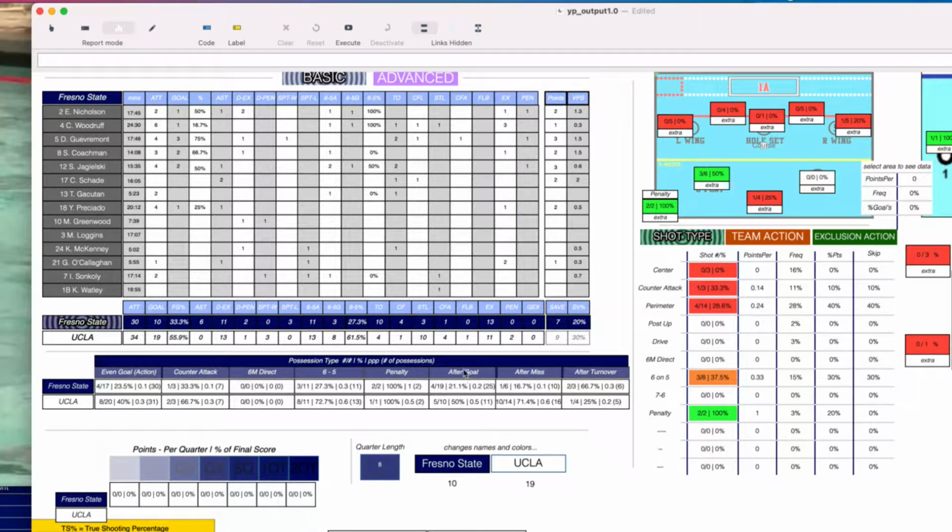Okay, so let's look at Fresno State after a goal. Fresno State drew 1 exclusion. They had 3 turnovers, 1 drawn penalty out of 25 after-goal chances. Okay.